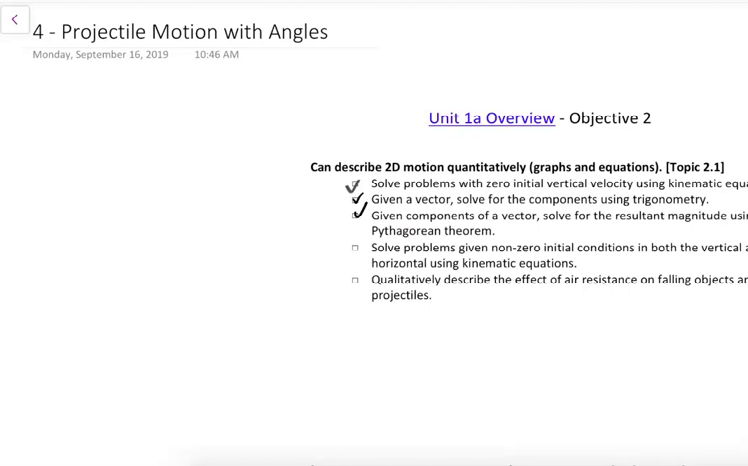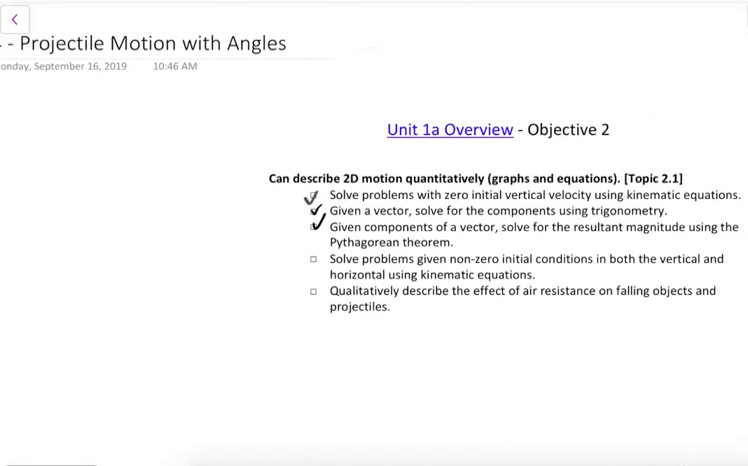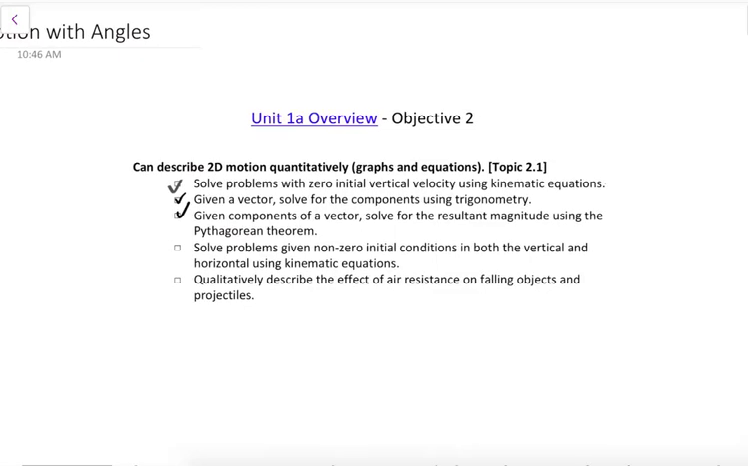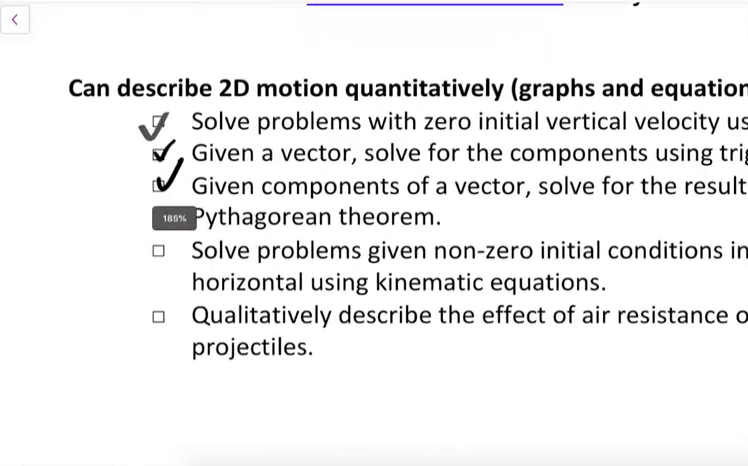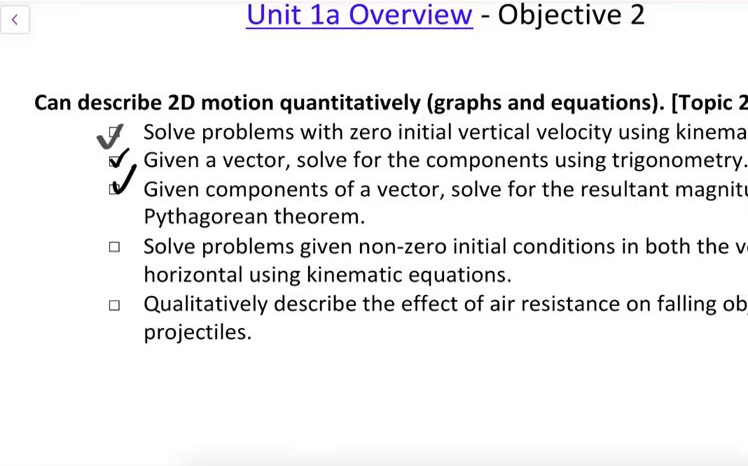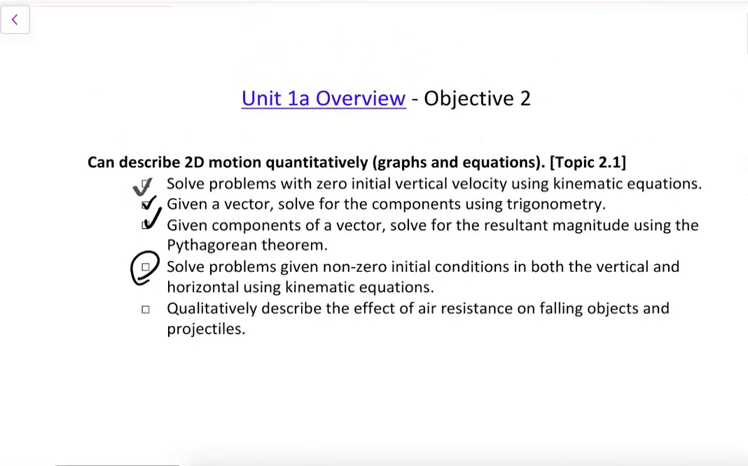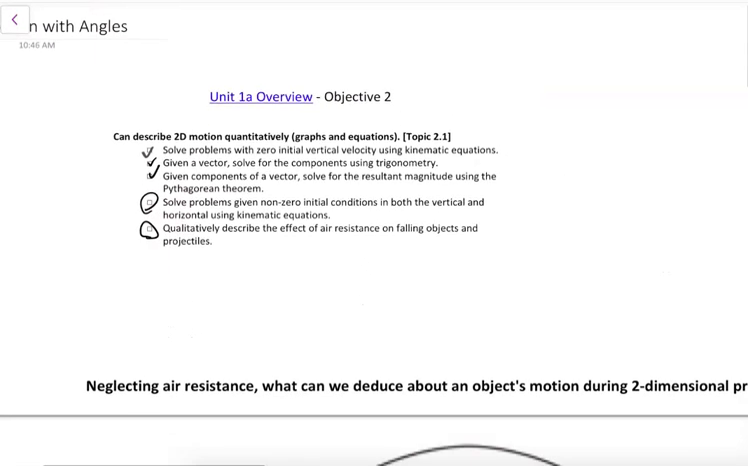So this lesson is on projectile motion with angles. And if we look at our objective 2 and our unit 1A overview, we've already completed the first 3 sub-objectives. So today we're going to focus on solving problems given non-zero initial conditions in both the vertical and horizontal using kinematic equations, and qualitatively describe the effect of air resistance on falling objects or projectiles, objects in projectile motion.